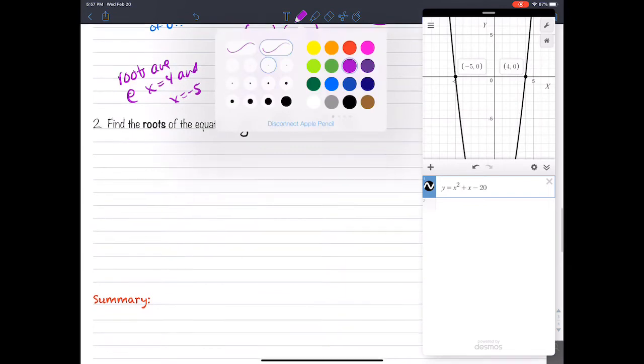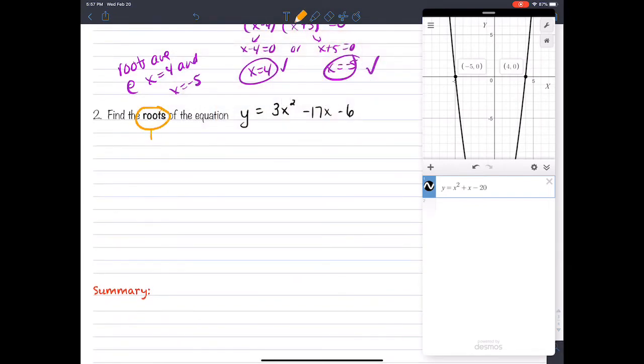So again, whenever we see the word roots, we instantly know that roots is the same thing as the word zeros, which is the same thing as the word x-intercept. And I think zeros and x-intercepts are a lot easier to use to see that y must be 0. So to answer the question of finding the roots, I need to first set y equal to 0. So 0 equals 3x squared minus 17x minus 6. And then from there, I can solve this. I just need to solve by factoring and using the zero product property.